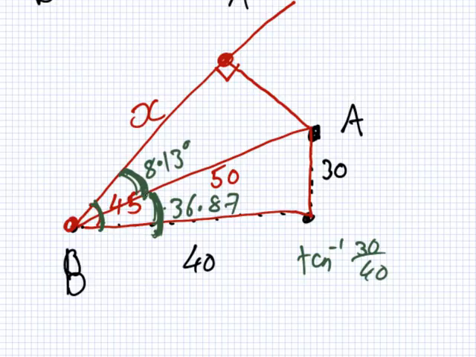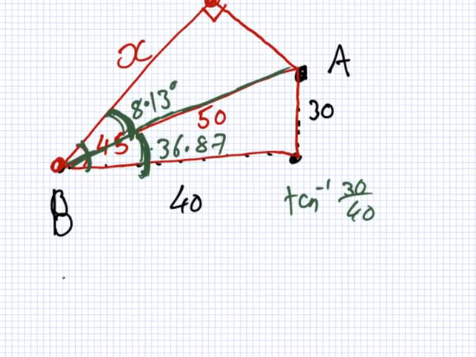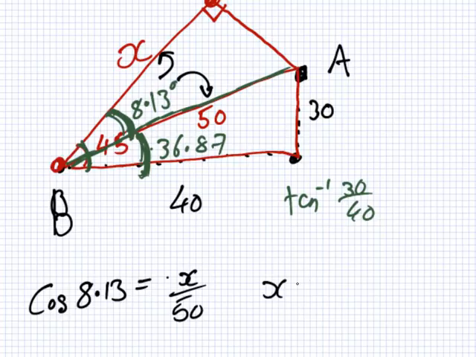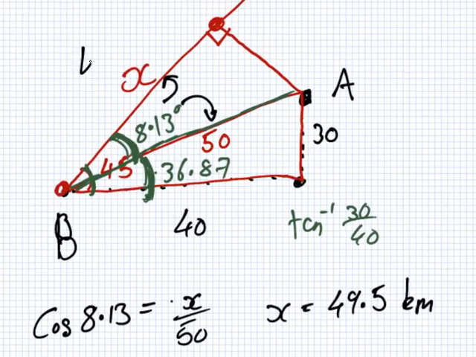If I know this angle and I know this side, what can I use to get the x? Sine, cos, or tan? Cos. I can say cos 8.13 equals adjacent over hypotenuse, x over 50. So then x equals 49.5 km. So the answer to the first part should be 49.5 km.